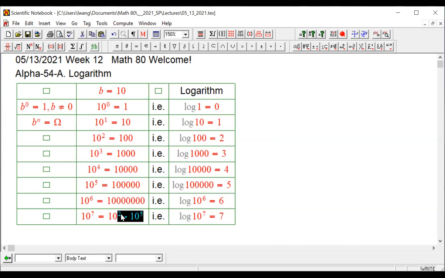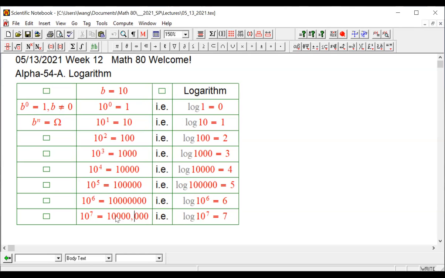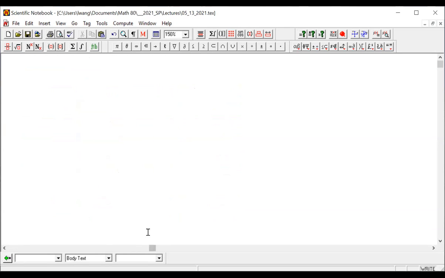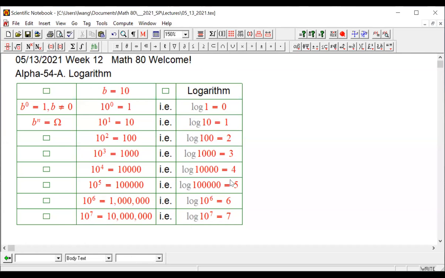10 to the power 7, that's 10 million. 1, 2, 3, okay, 1 million. Oh, I put one more zero than I should. Sorry about that. Okay, so let's come back.